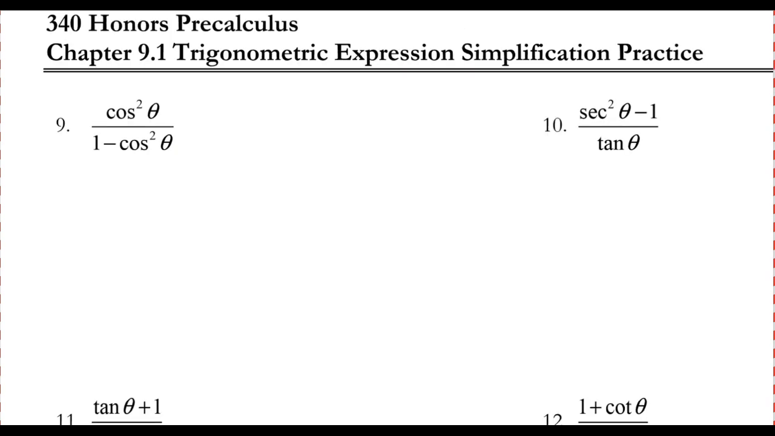In number 9, we again have a trig identity looking at us. If we realize 1 minus cosine squared theta is sine squared theta, we will replace it immediately. And so we will get cosine squared theta divided by sine squared theta, which is cotangent squared theta. And we are done.